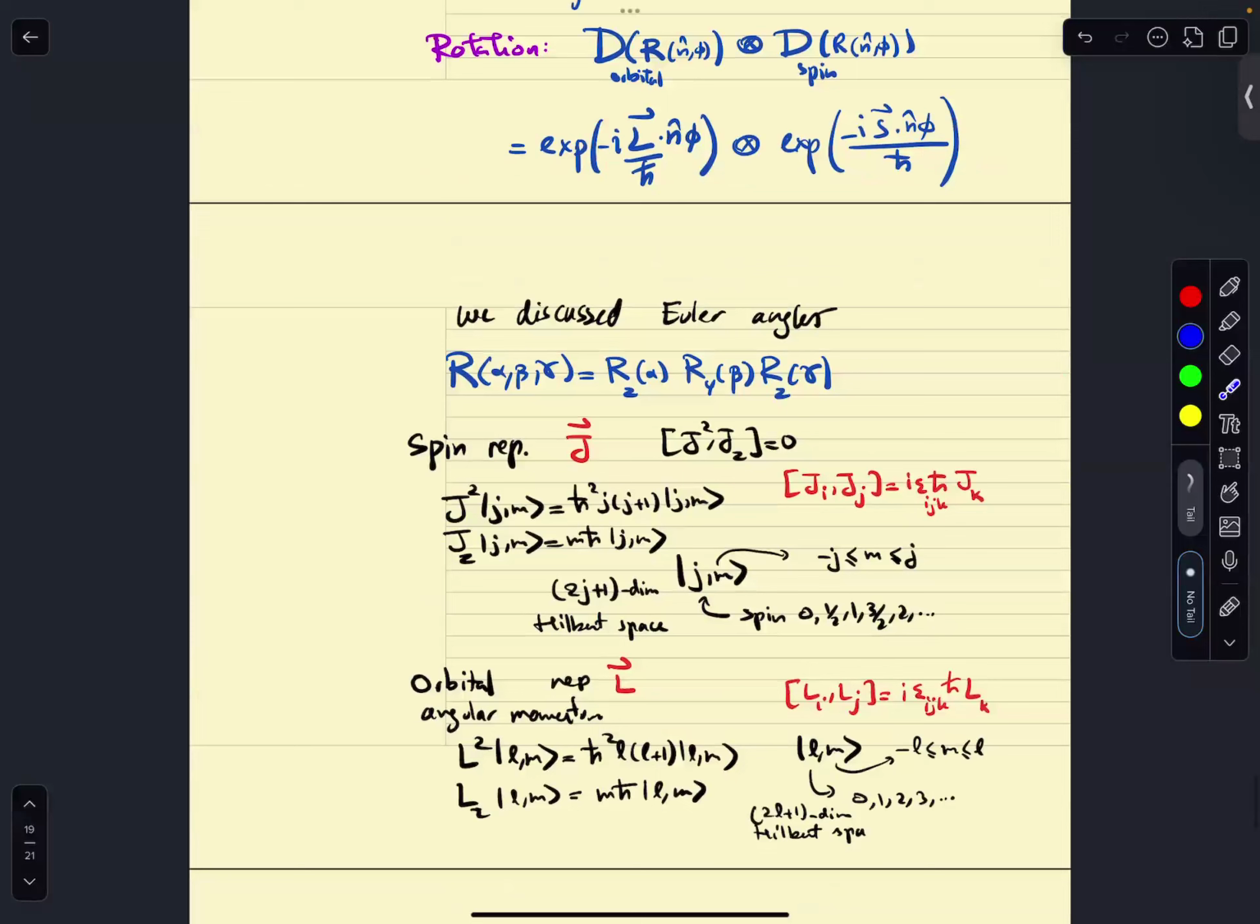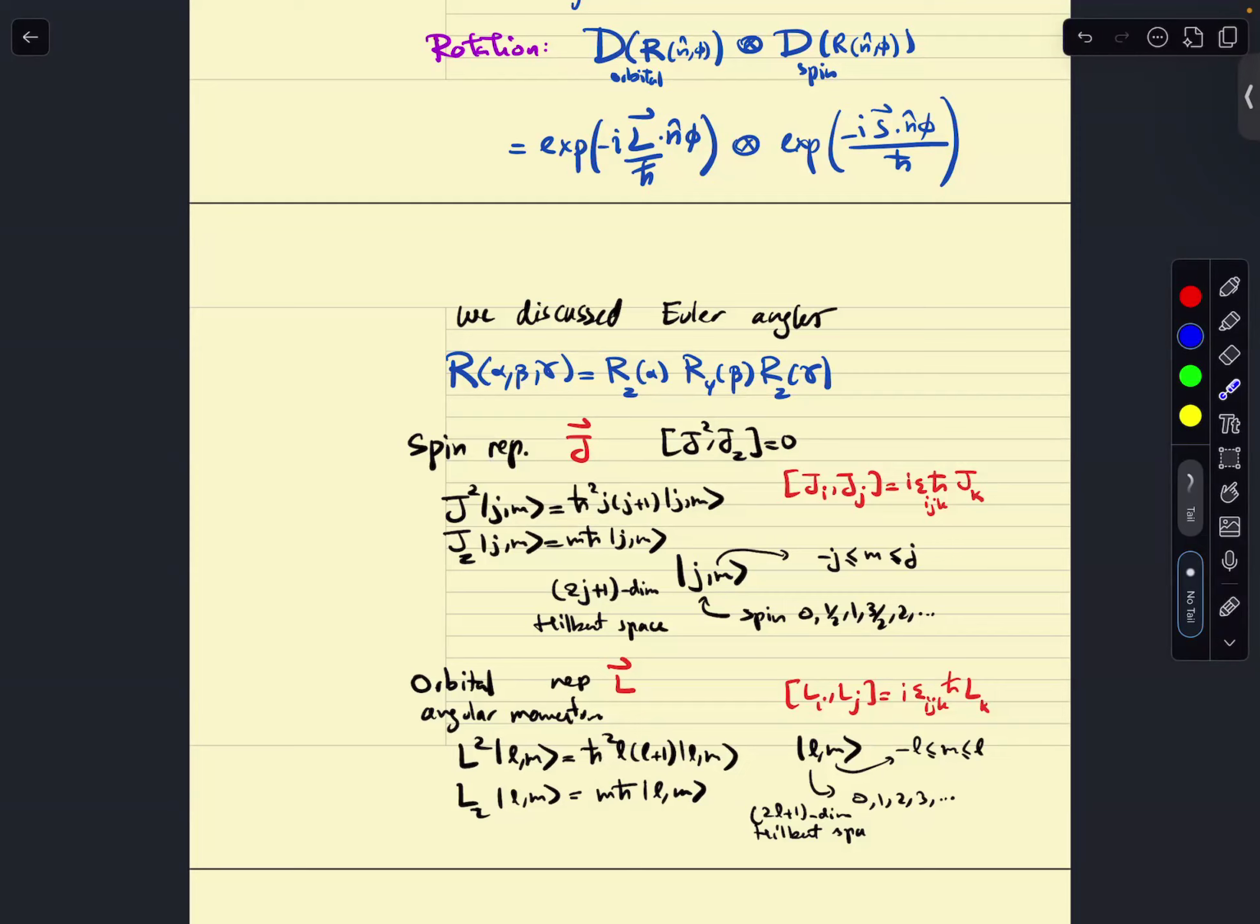We discussed Euler angles. Euler angles were set up where we describe an arbitrary rotation in terms of rotations around fixed axes, z, y, z. That z, y, z and not another combination is convention.